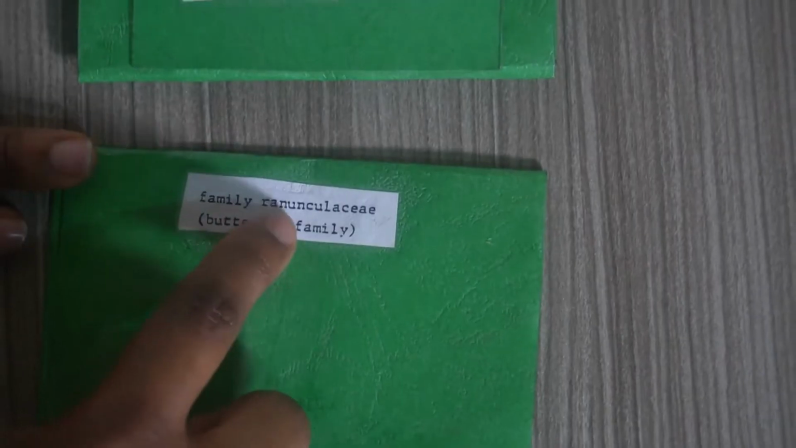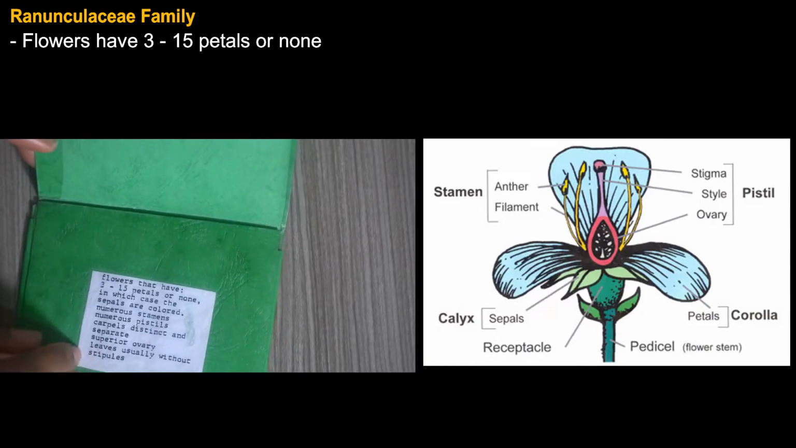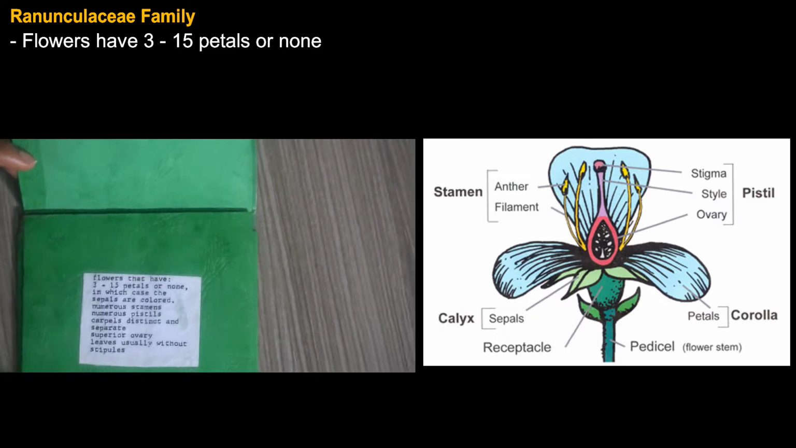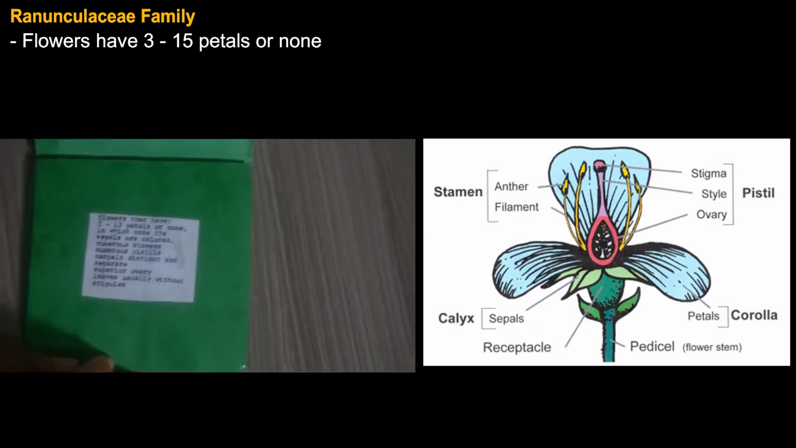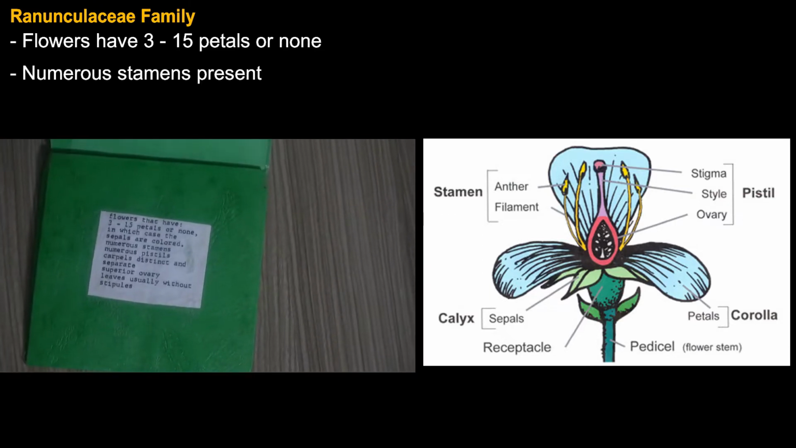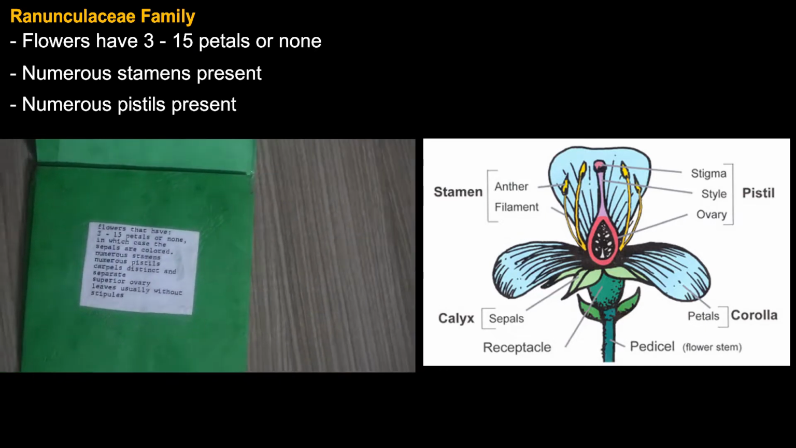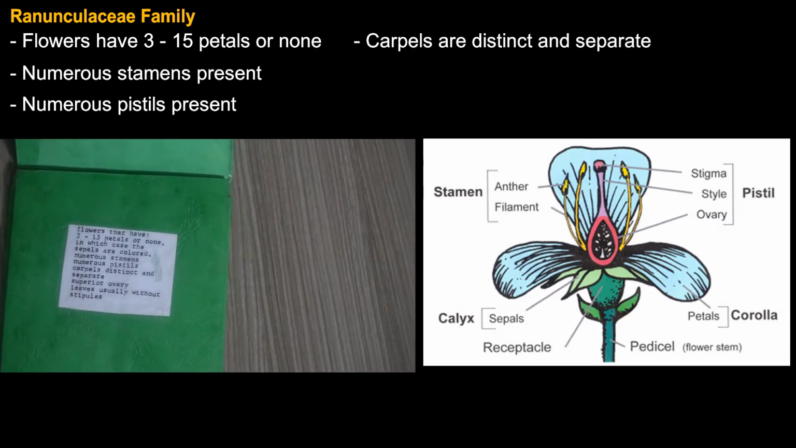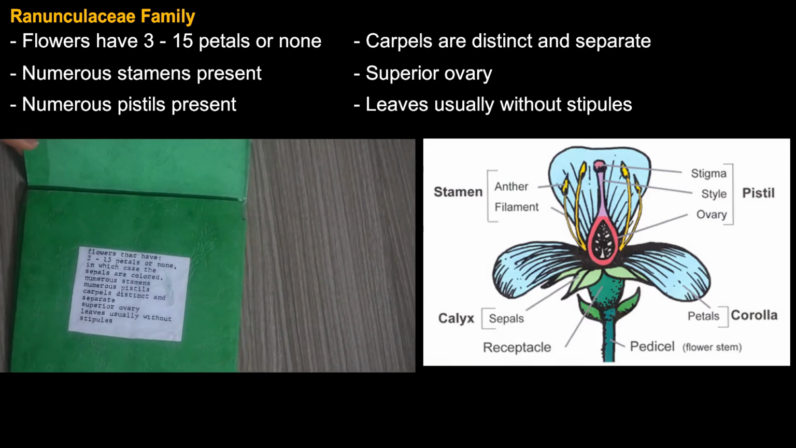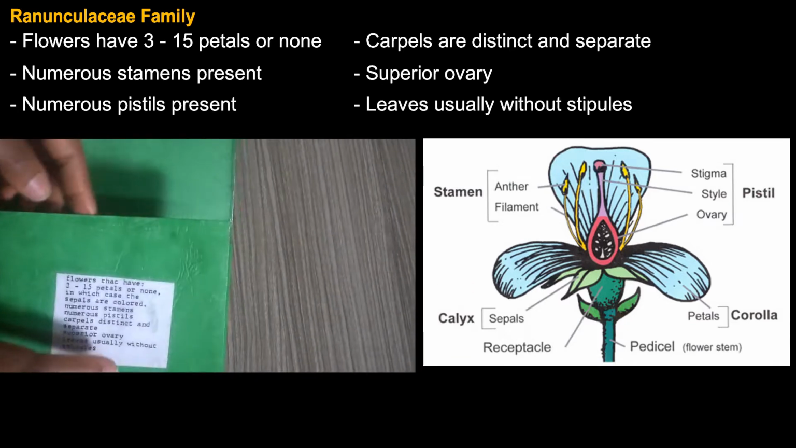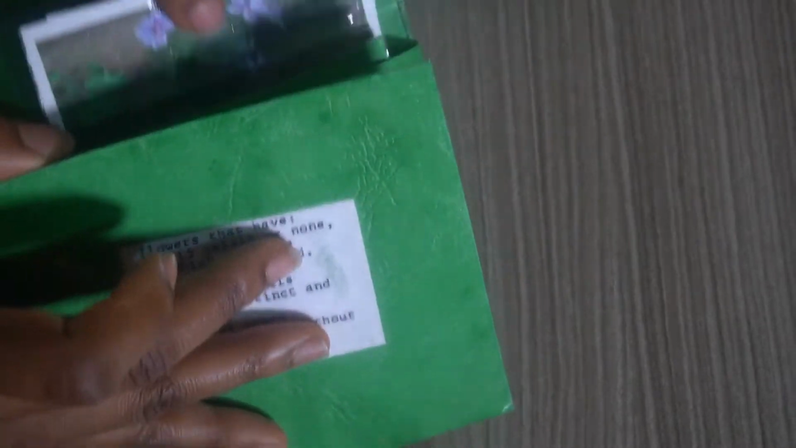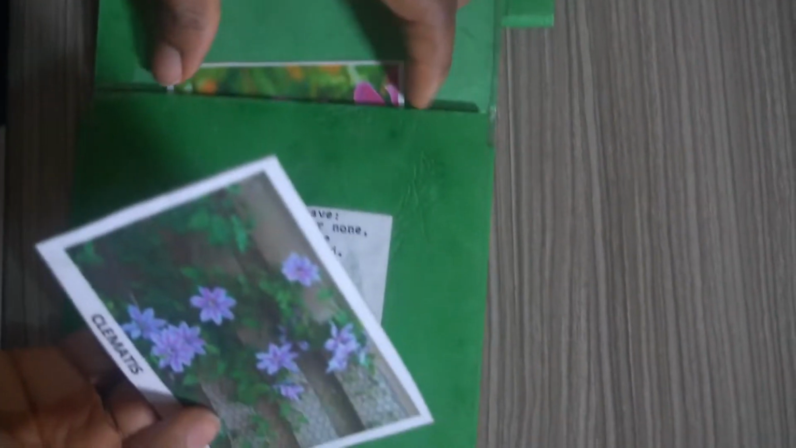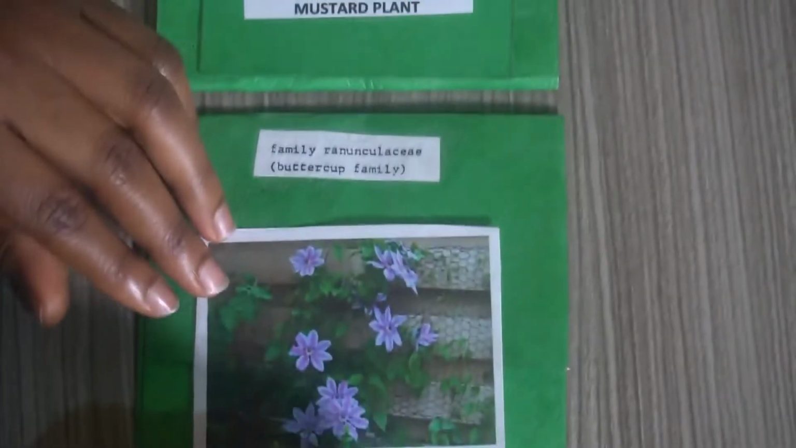Next, we have the family Ranunculaceae, which is the buttercup family. Flowers that have 3 to 15 petals or none, in which case the sepals are colored. They have numerous stamens, numerous pistils, carpels distinct and separate, superior ovary, leaves usually without stipules. Also called the buttercup family. Let's see an example. It looks interesting. Here we have an example, the clematis.